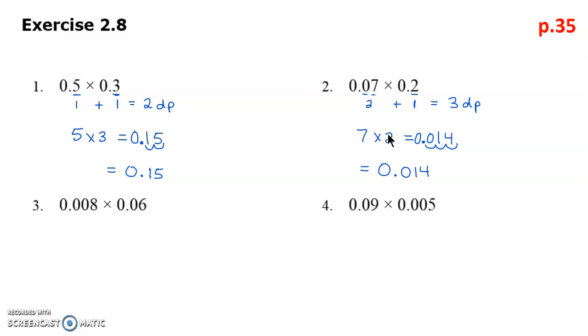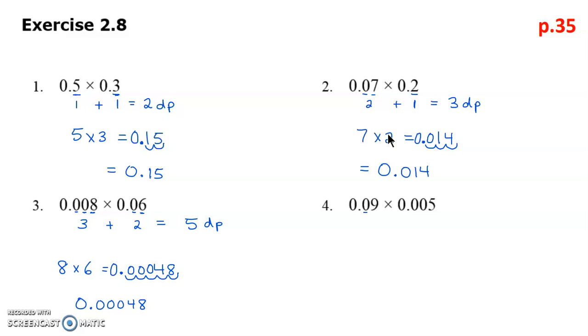For number 3, I have 3 decimal places and 2 decimal places. So I'll add them up. So my answer will have 5 decimal places in it. 8 times 6 is 48, and I'm going to write it out here because I know I'm going to be adding some zeros. So 1, 2, 3, 4, 5. Put my decimal place there. Put a 0 for the whole number and fill in. So I'm going to have 3 zeros in front there. 0.00048.